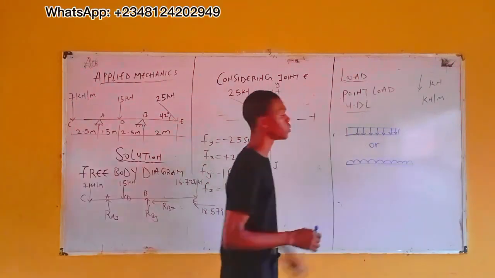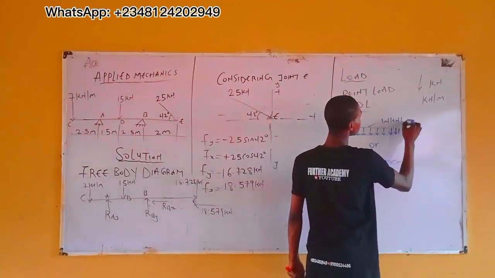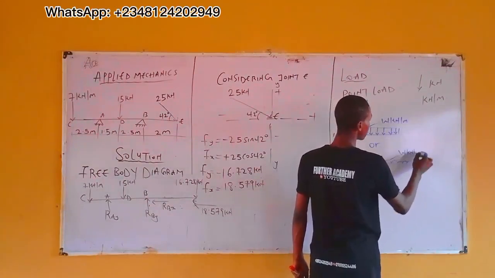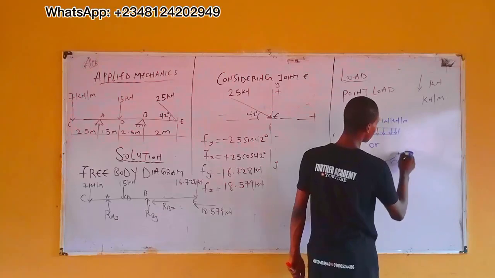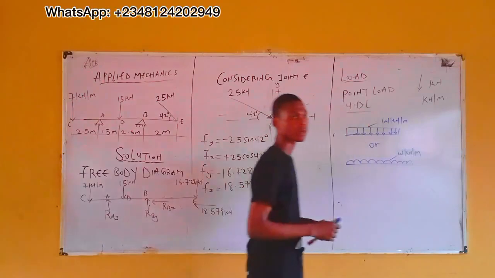This is a UDL. And the intensity is what? W kilonewton per meter. This is what? W kilonewton per meter. W kilonewton per meter. Right?